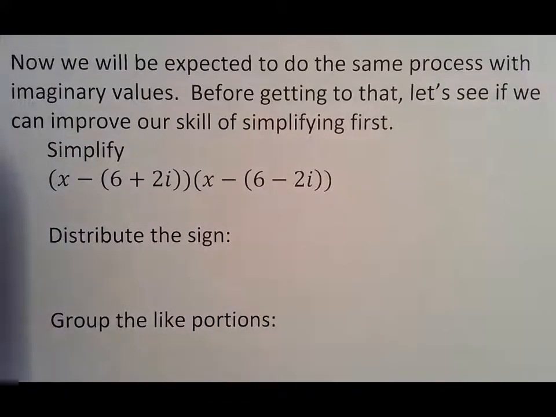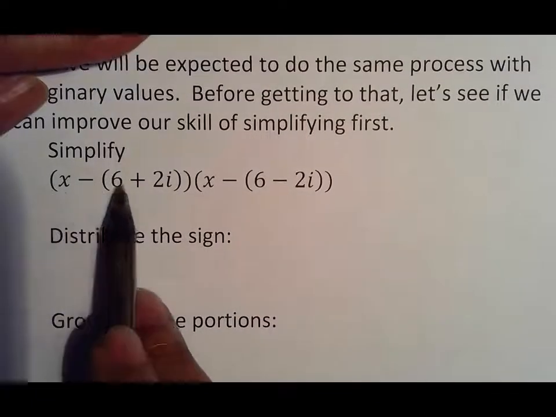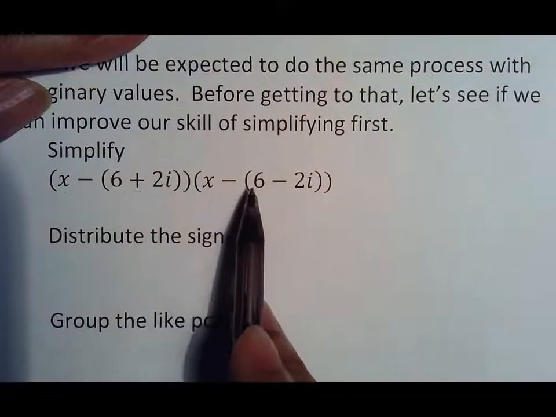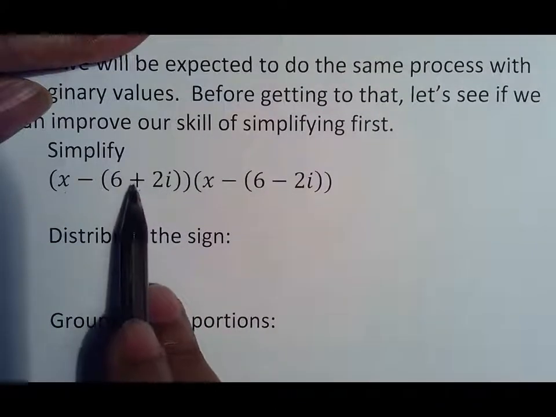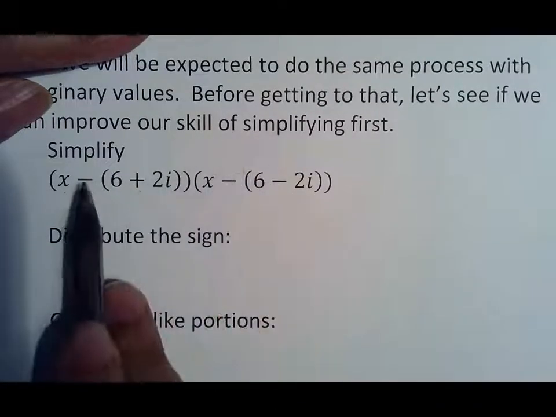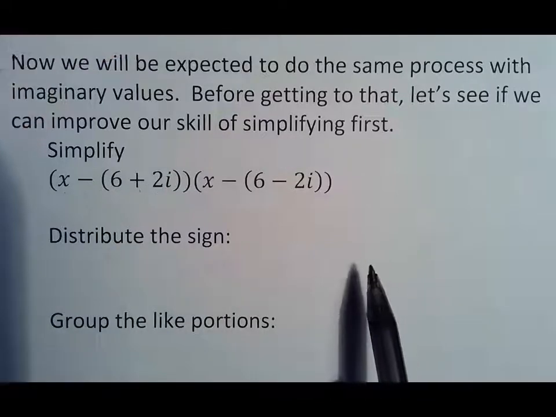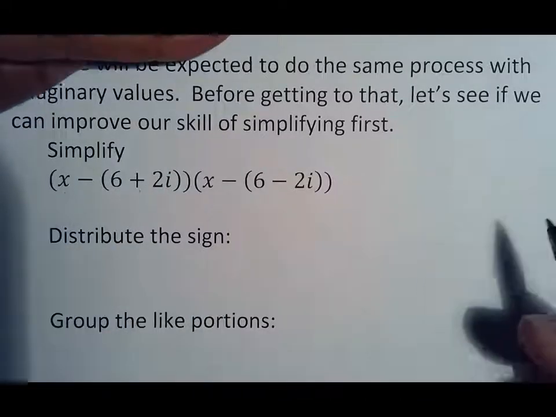This is a homework problem that you're going to see, and it actually is going to walk you through it. x minus 6 plus 2i, x minus 6 minus 2i. So here's the conjugate, 6 plus 2i, 6 minus 2i. I am putting x minus those things in parentheses, which we'll see why in just a second.